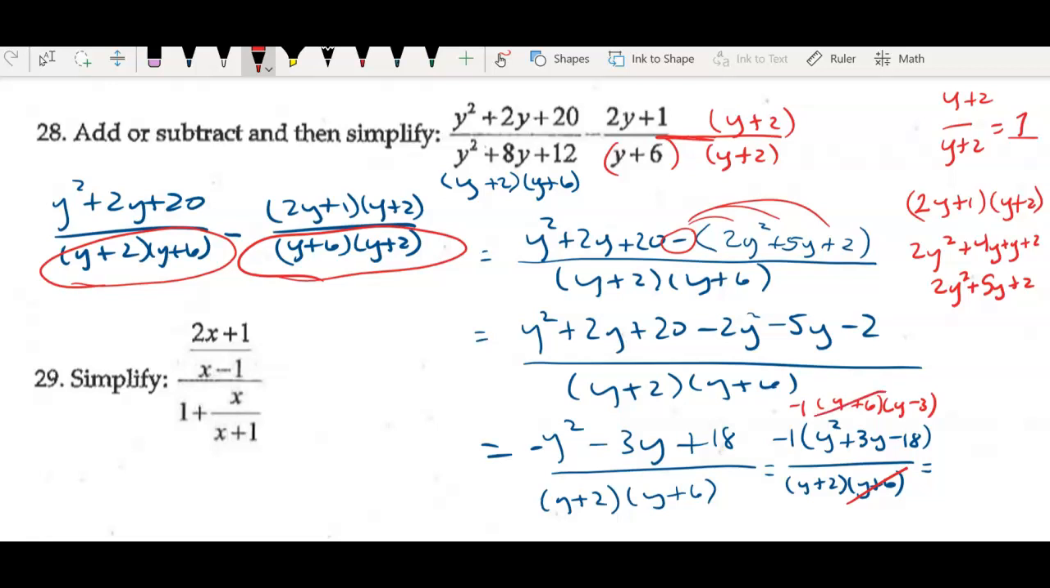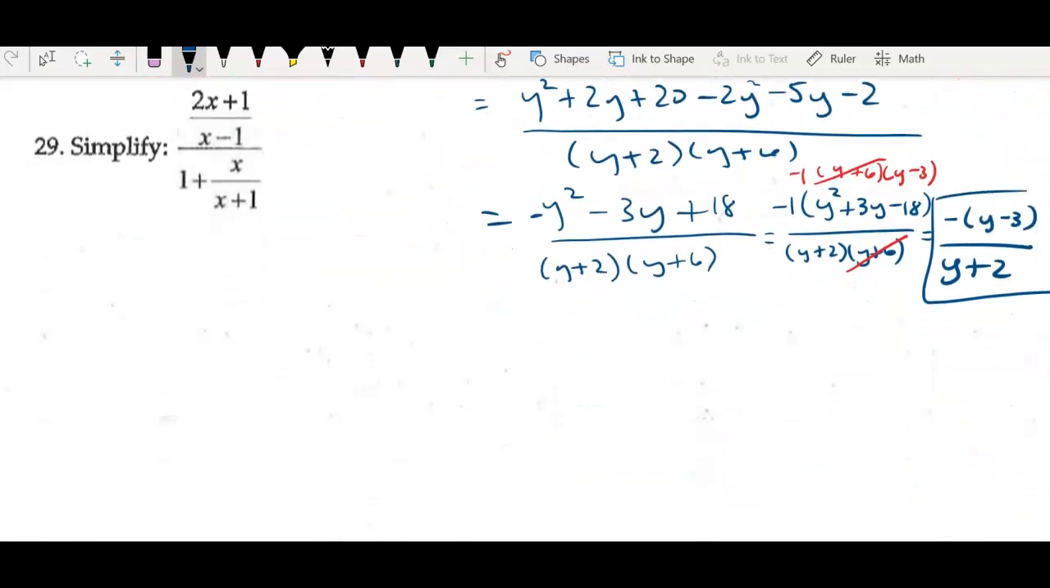The y plus 6's will cancel. So I have negative y minus 3 over y plus 2. That is our final answer. It's a long problem, but that is the correct answer.